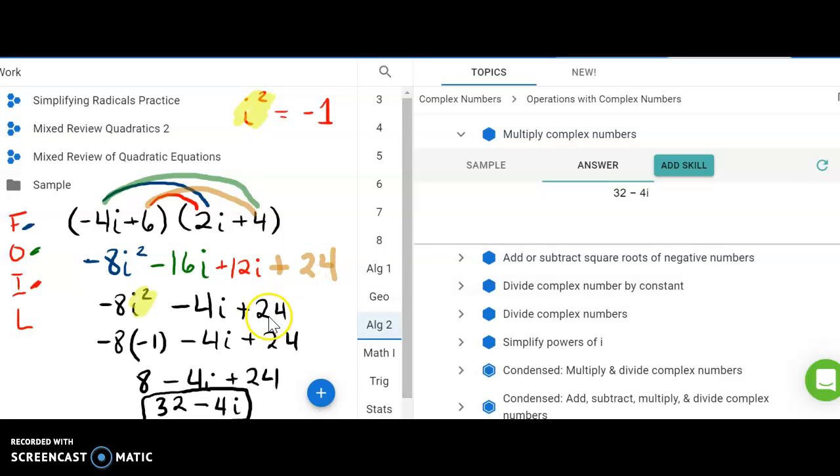Right? So that's how you're going to multiply all of your complex numbers. We're just using FOILing. Okay. But we have this added idea right over here that i squared is equal to a negative 1.